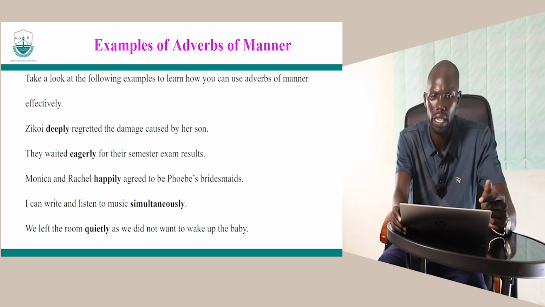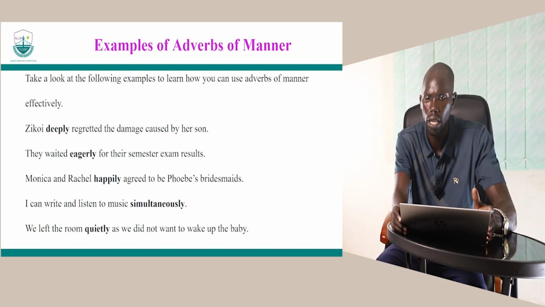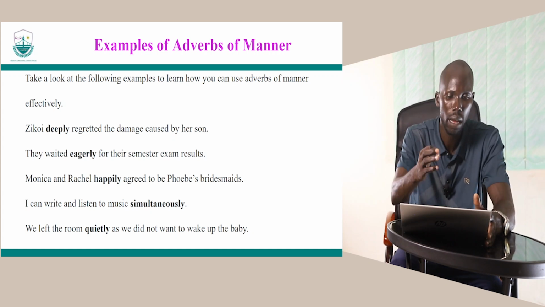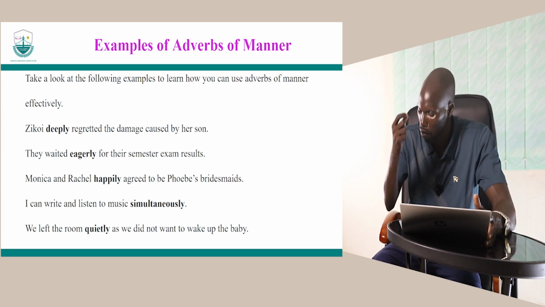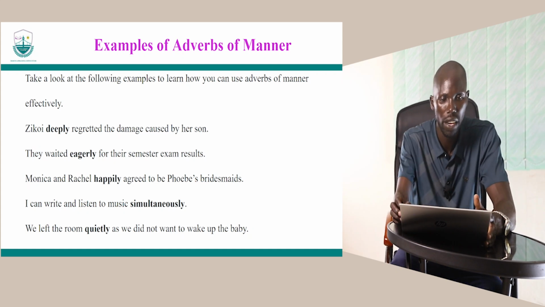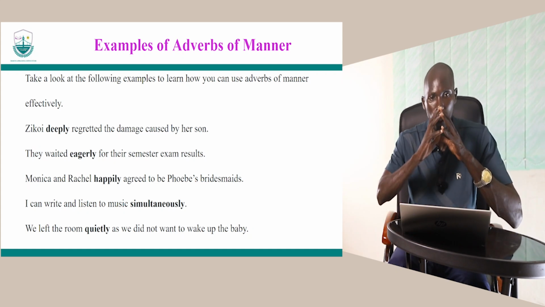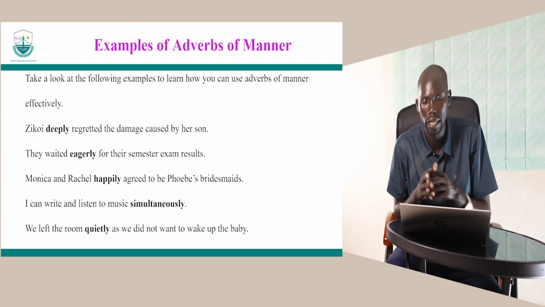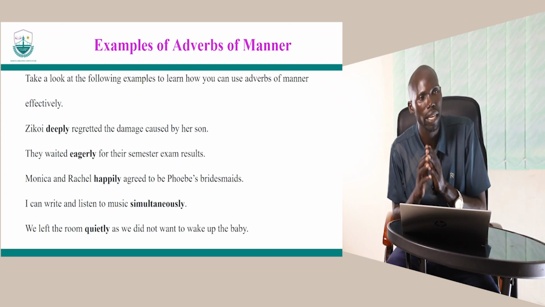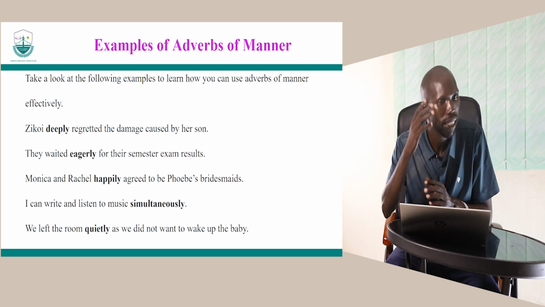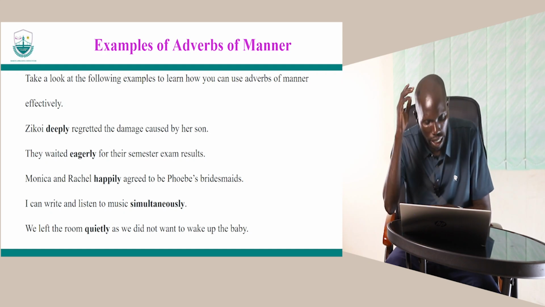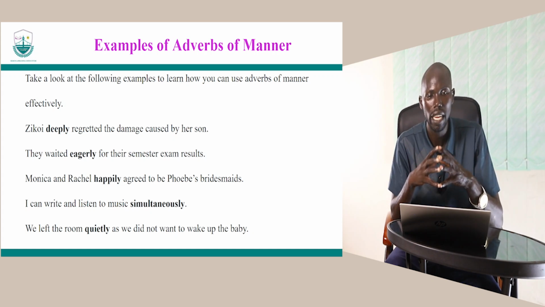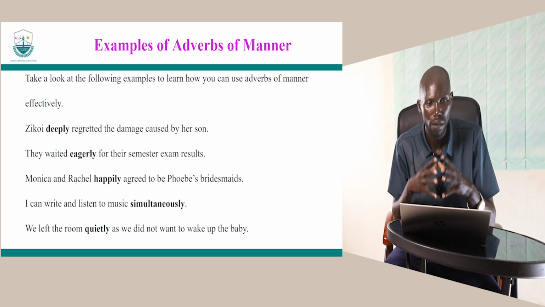Take a look at the given examples and then learn how you can use adverbs of manner effectively. We would give example sentences, and from them you will learn how to use adverbs of manner effectively. But the most important question that you should keep at the back of your mind every time you look at adverbs of manner is: how is something done? Or how does something occur? How does something happen? If you keep this question, your focus therein is on the adverbs of manner.